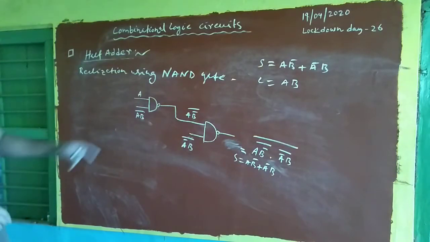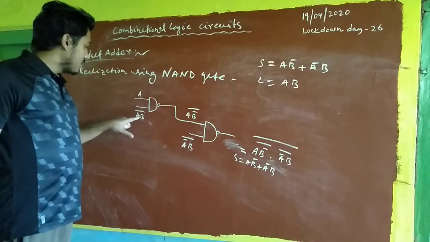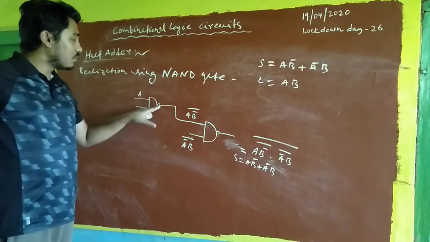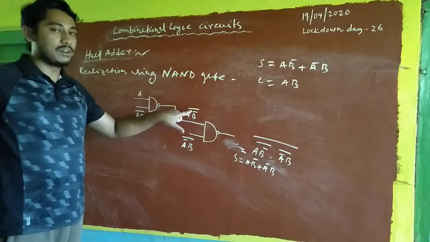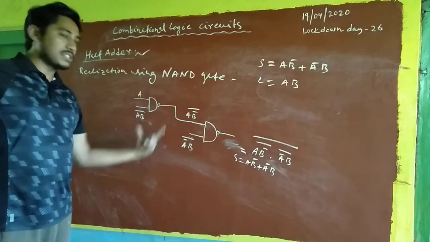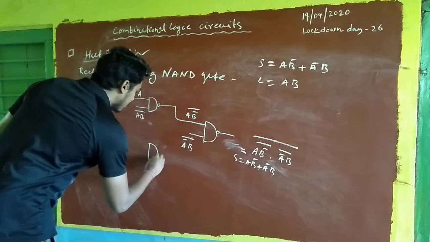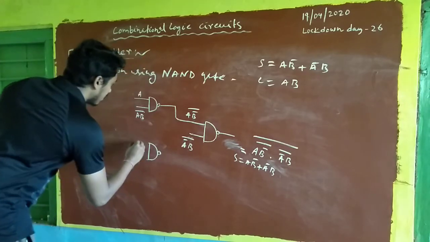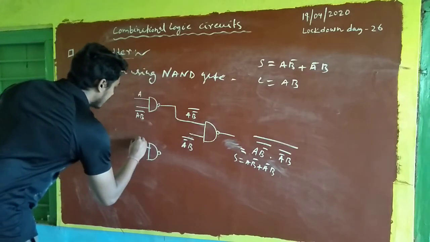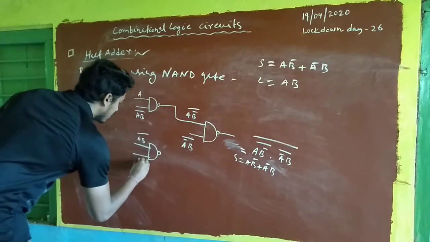Okay, now if we feed in one input as A and another input as AB bar, we will get AB bar whole bar. Okay, we will come to this expression later. First I am drawing the circuit here. So similarly, one input is AB bar and another input is B.